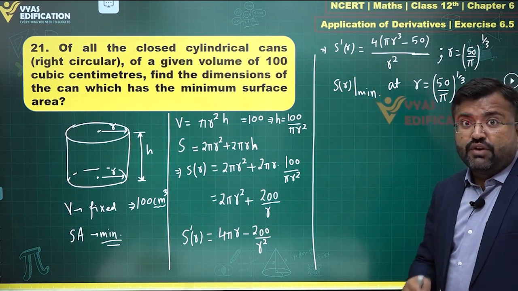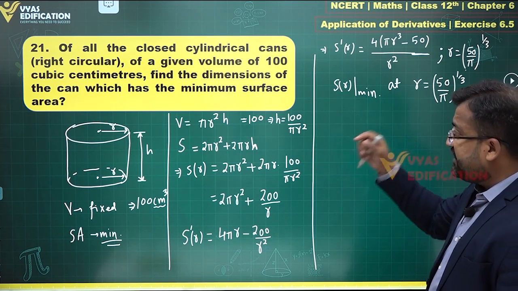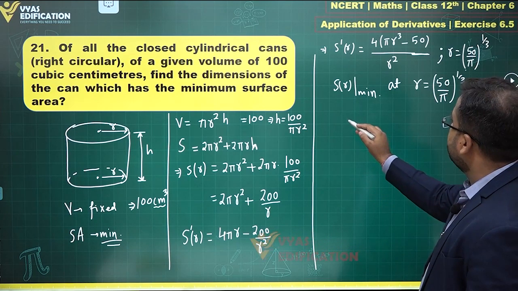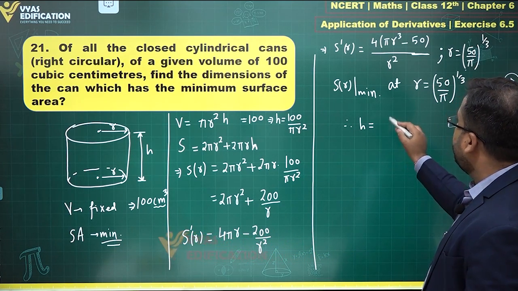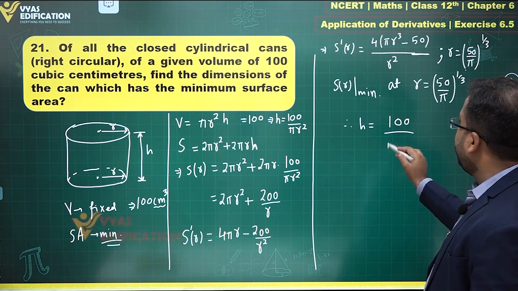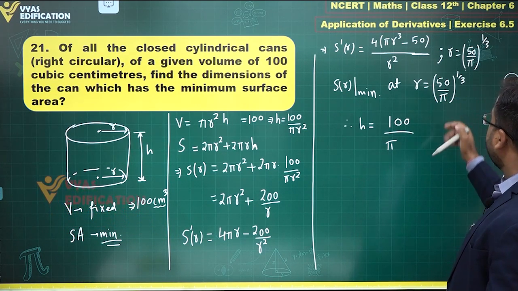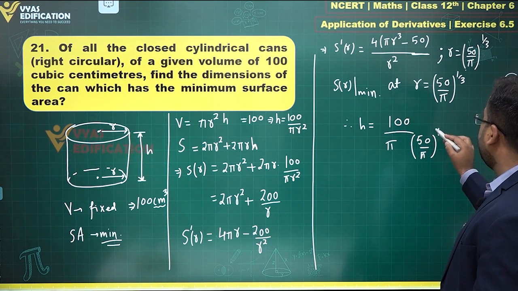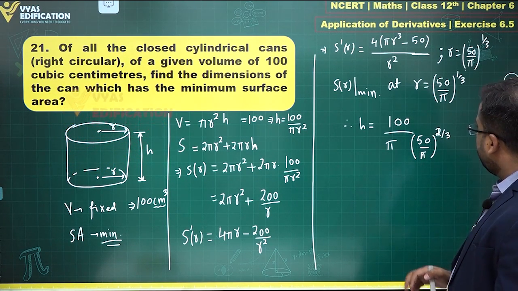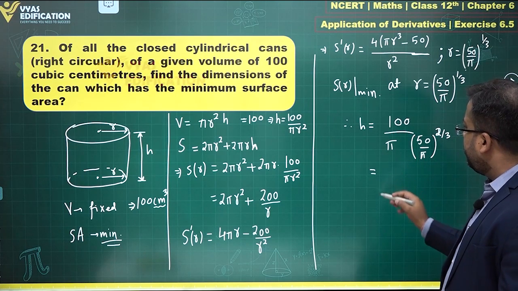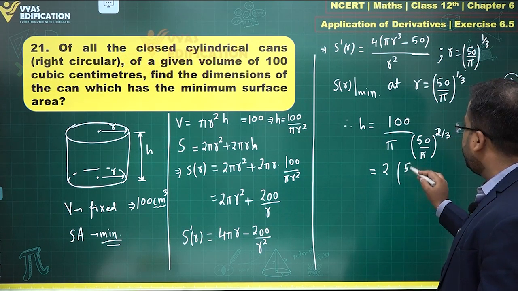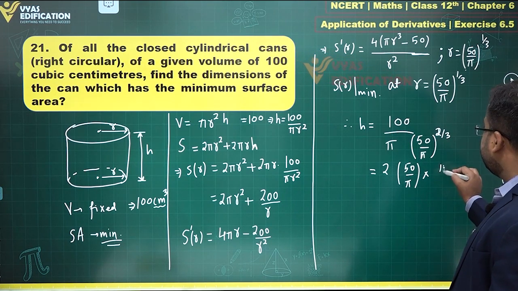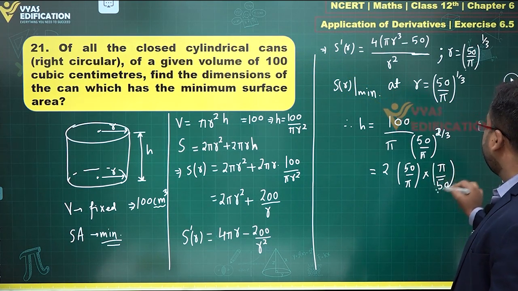So r has been found, and what will be the value of h? h is 100 upon pi r square. So therefore h will be equal to 100 upon pi times r square, where r is 50 upon pi raised to power 1 by 3, and it will become power 2 by 3, right? Here you have a pi and here you have another 50. Let's write it as 2 times 50 upon pi, and in the denominator you have pi by 50 raised to power 2 by 3.